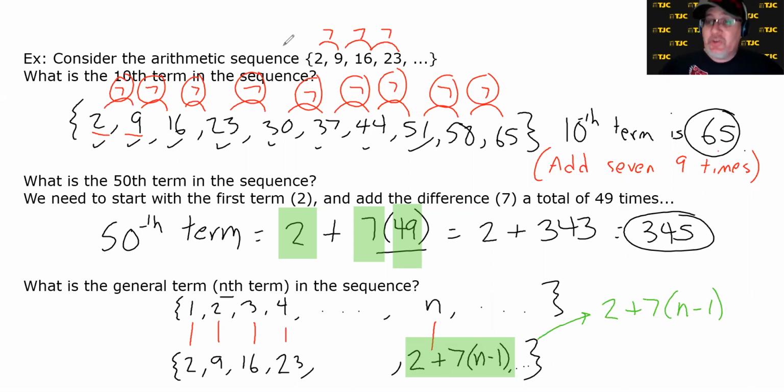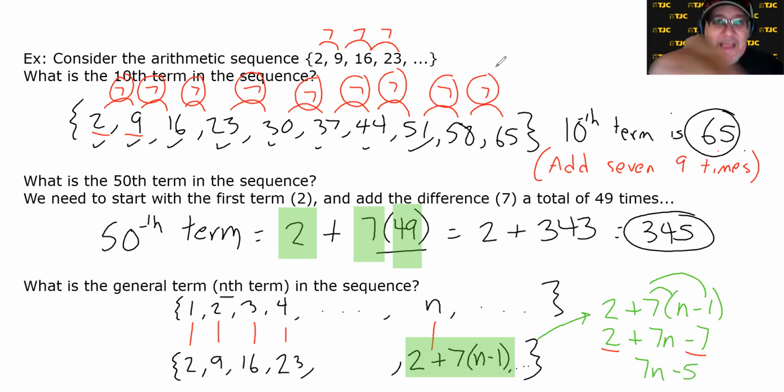You would have to invoke the distributive property, which means you have to multiply everything by 7. So 2 plus 7n, and then 7 times -1 is -7. And then upon doing that, it will expose some like terms that you can combine. If we combine those, leave the 7n alone, 2 minus 7 is -5. So this would actually be, in my opinion, the best answer for what is the nth term.